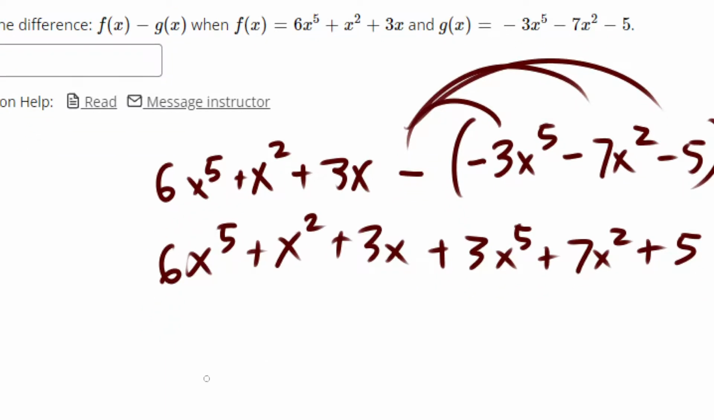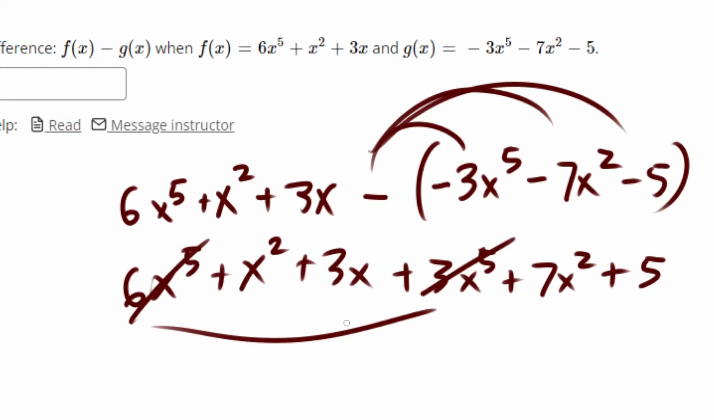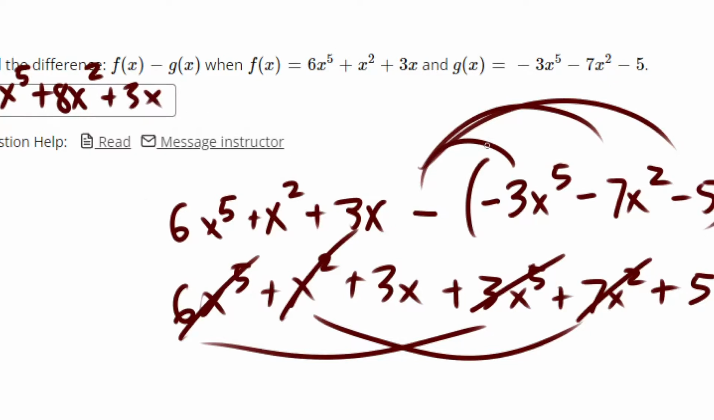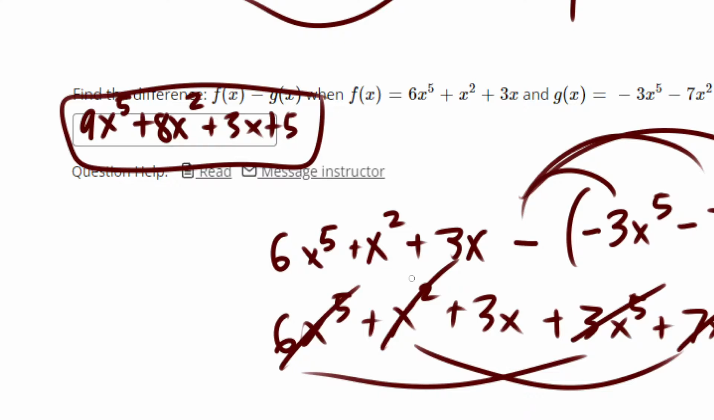Now we can combine like terms. So we'll get 9x to the 5th, and then plus 8x squared plus 3x plus 5. And that would be your answer for this problem.